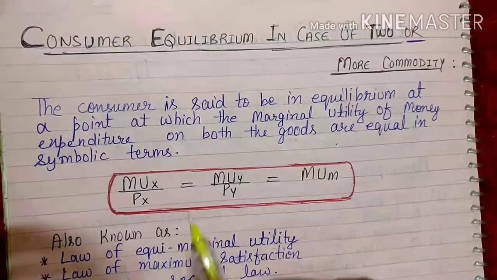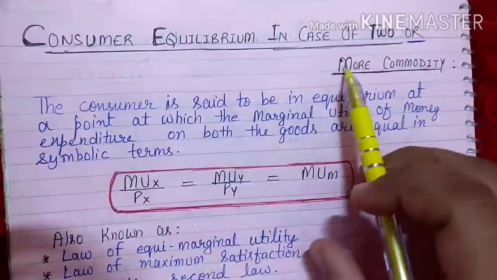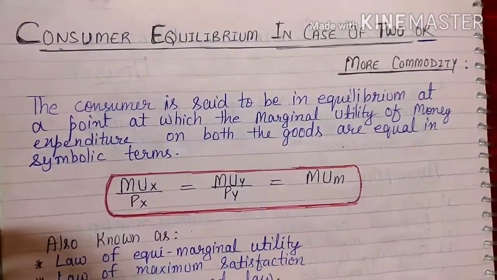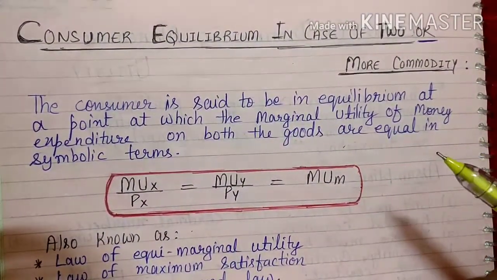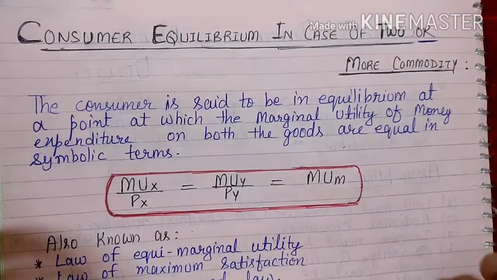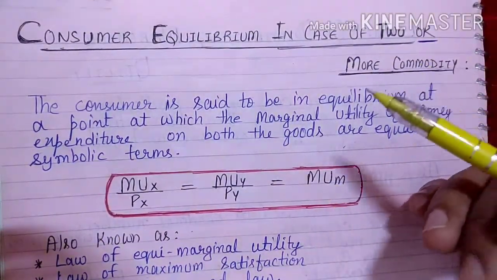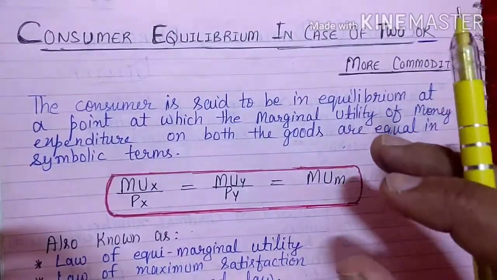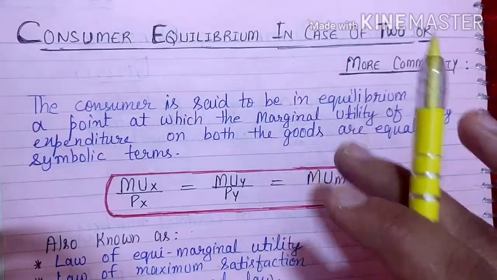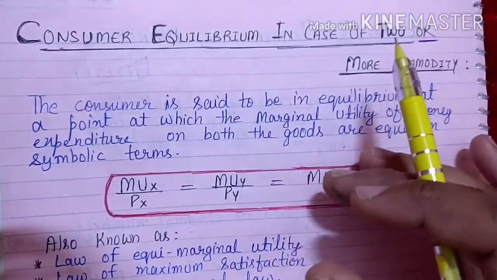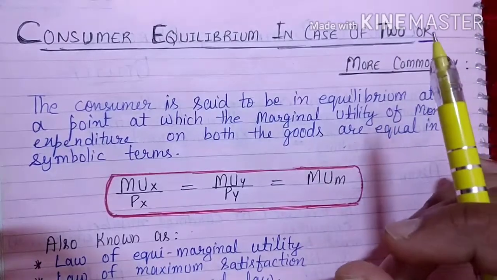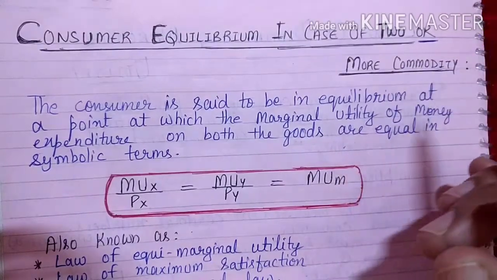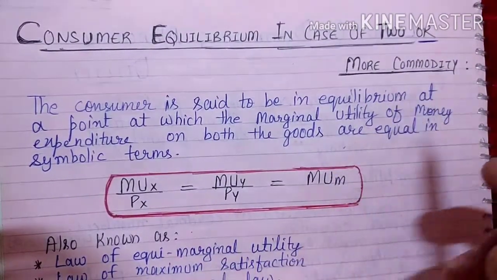So, students, we are going to learn about consumer's equilibrium in case of two or more commodities. How can we explain this? It is a situation when a consumer is going to buy two commodities like good X and good Y, or more goods, with a given income. How much money is available with him? From that money, he is going to buy these things. So where will he get the maximum satisfaction, or where will he strike his equilibrium? That is what we are going to learn today.